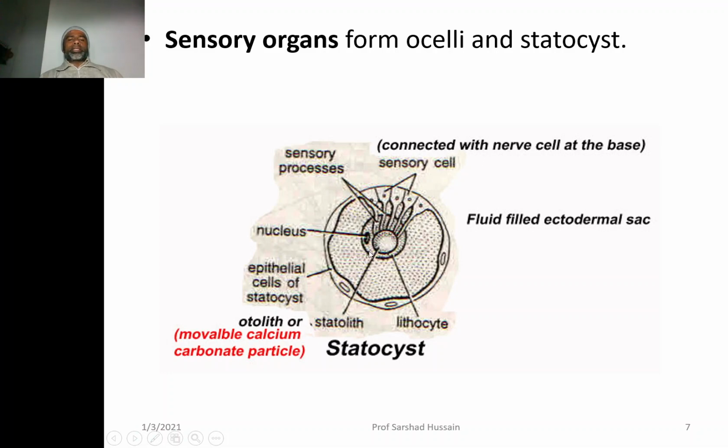Because it is suspended inside this fluid-filled cavity, if the body of the organism is inclined to this portion, this statolith will move in this direction, and the processes of the sensory cells will feel that in order to maintain the balance, the organism has to revert back. So this type of sensory system is called the statocyst or ocelli.